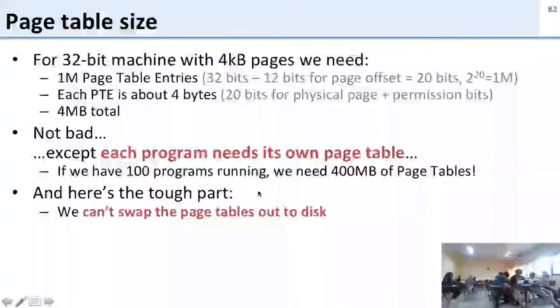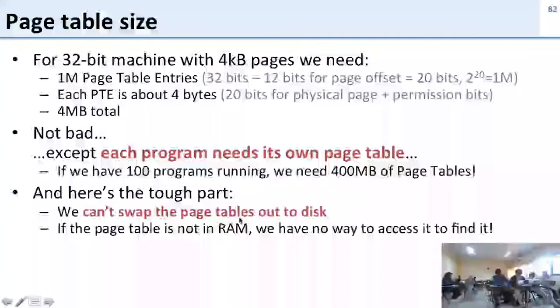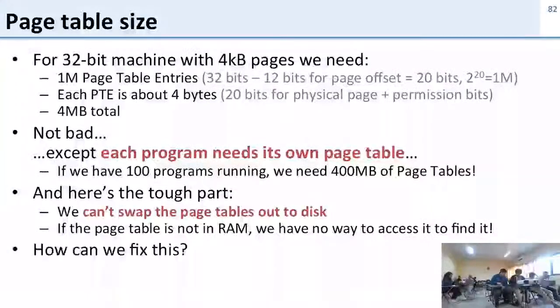And here's the hard part about this. We can't swap the page tables out to disk. So if we're not using them, we can't write them out to disk to free up space. The reason for this is if the page table's not in the RAM, we can't access it, so we can't find it. There's no way to find the memory for a program if we can't access the page table, because we need the page table to do the translation.